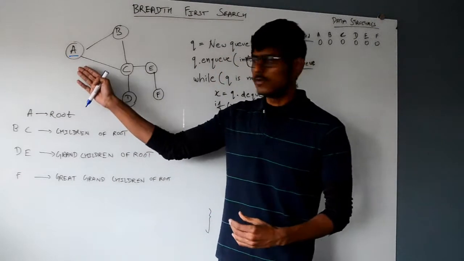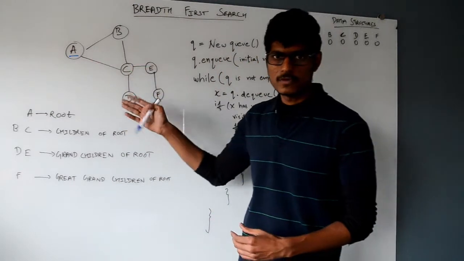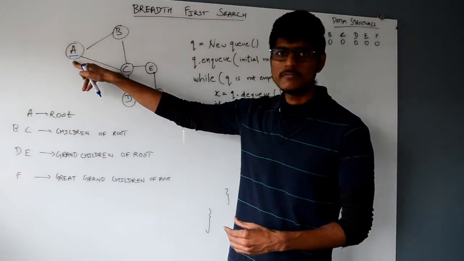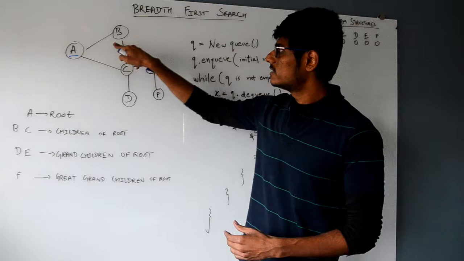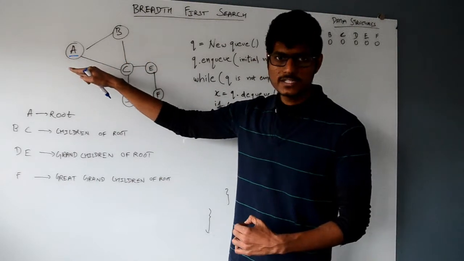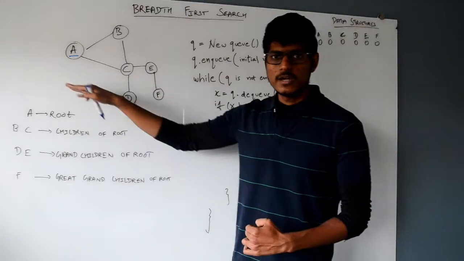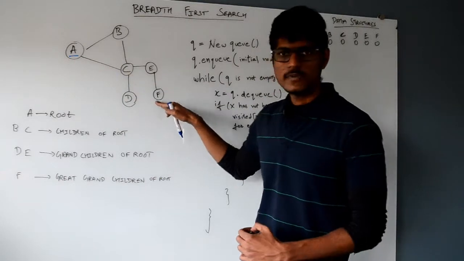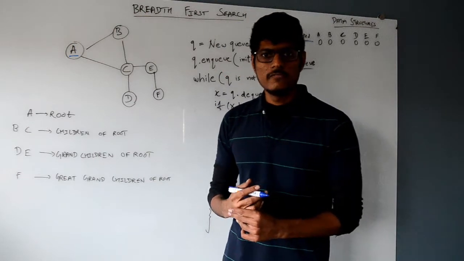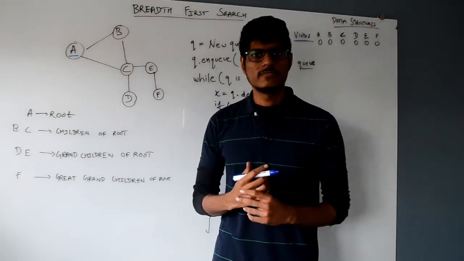Suppose we are given a graph, which has A, B, C, D, E, and F nodes, and we want to traverse this graph in such a fashion, beginning from A, that we first visit all the children of A, that is B and C. Then we want to visit the grandchildren of A, D and E, followed by the great grandchildren of A, and so on and so forth. Now, to traverse the graph in such a fashion, we need an algorithm, and that is called breadth-first search.